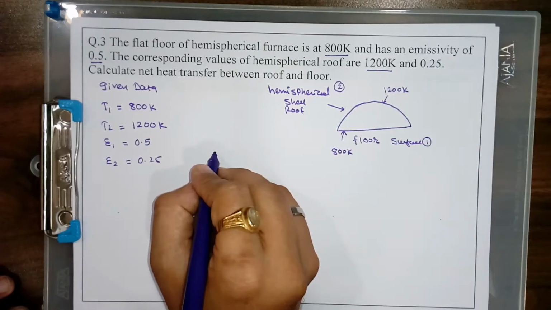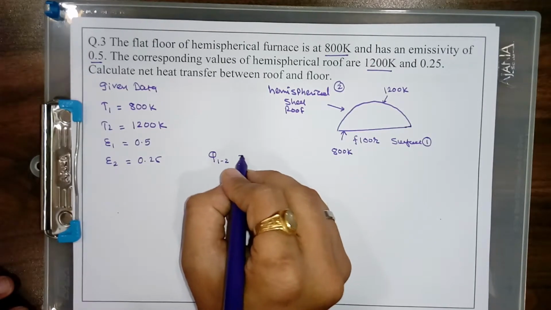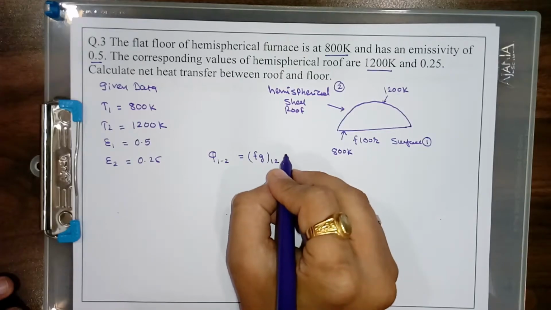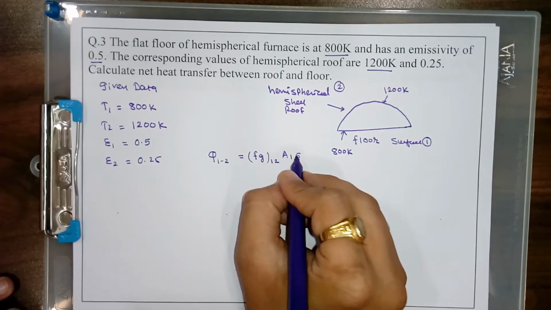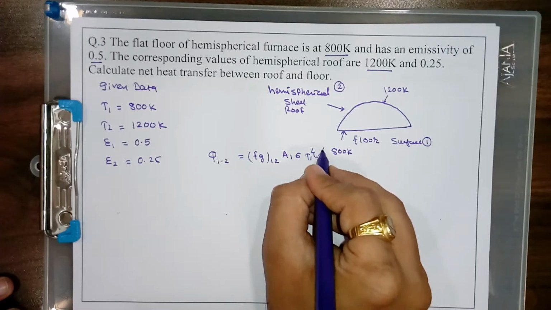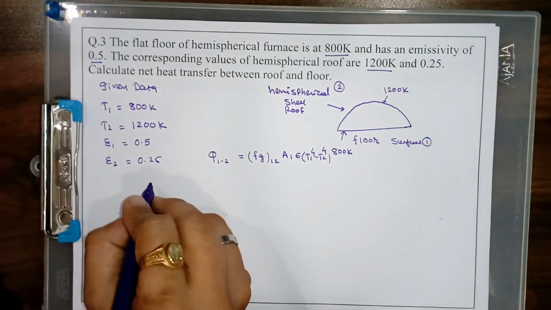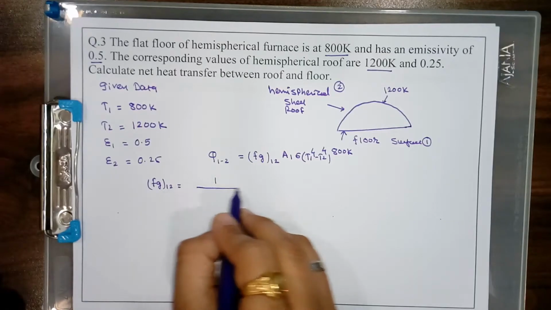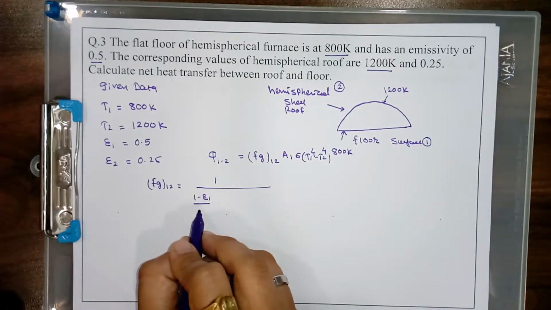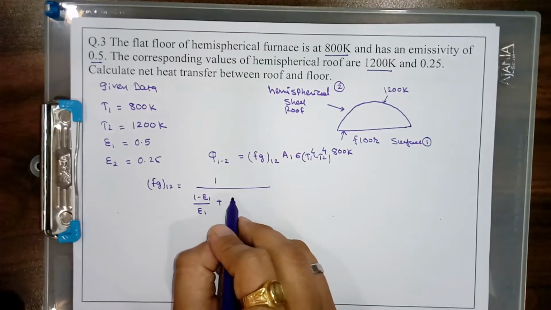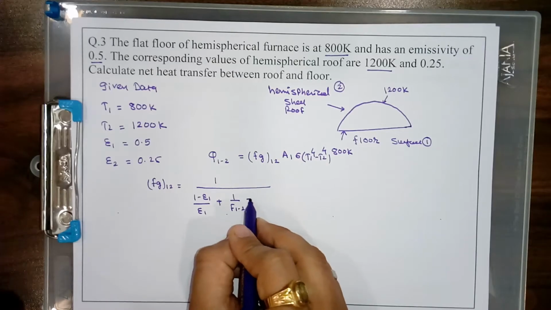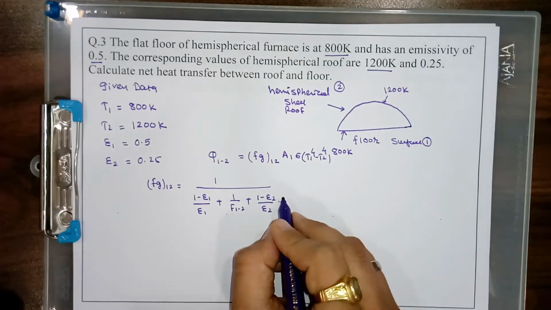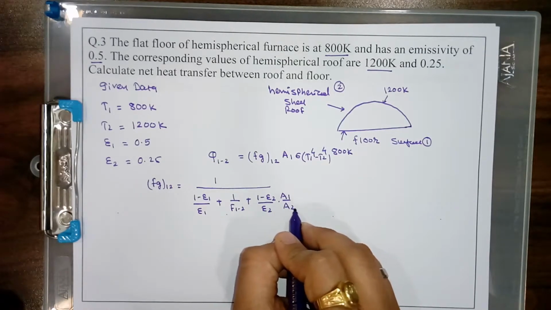Now we know that for non-black surfaces, the heat exchange between the two surfaces is given by Q12 equals Fg12 into A1 sigma into T1 to the power 4 minus T2 to the power 4, where the value of Fg12 is 1 divided by, (1 minus emissivity 1) upon emissivity 1 plus 1 divided by F12 plus (1 minus emissivity 2) upon emissivity 2 into A1 divided by A2.